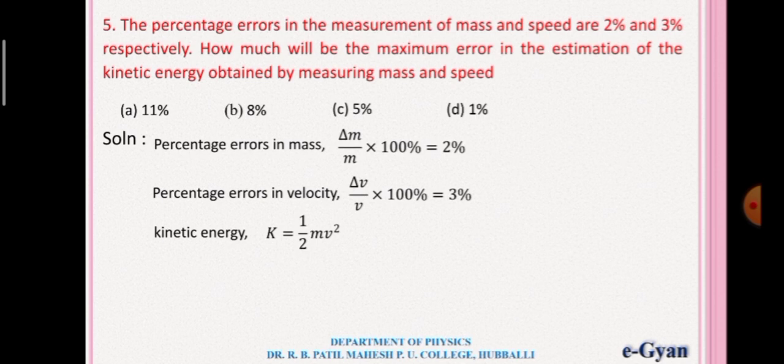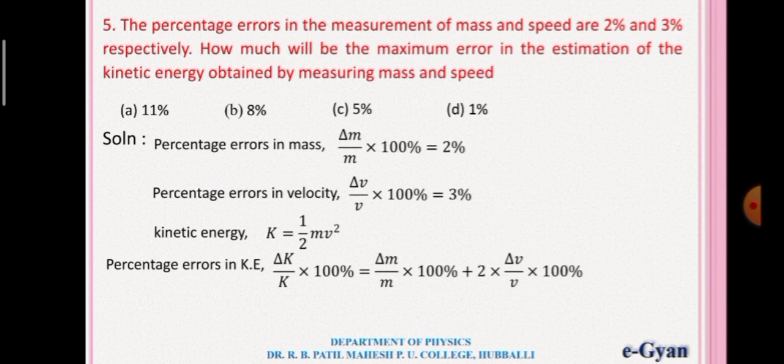Now I can write the expression for percentage error of kinetic energy as delta K by K into 100% is equal to delta m by m into 100% plus 2 into delta V by V into 100%. Now substitute the percentage error of mass and speed in this equation. We get 2% plus 2 into 3%, that is equal to 2% plus 6% is equal to 8%. Okay, there will be 8% of error in the calculation of kinetic energy. Hence, which of the option is right one? Option B is correct one.